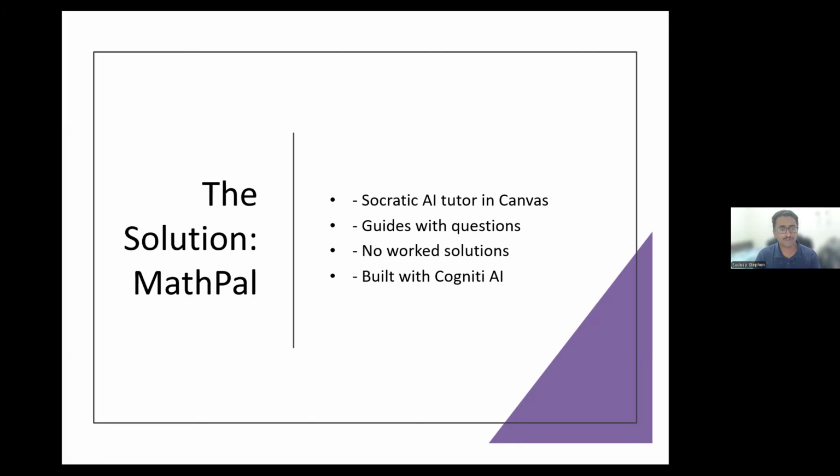And luckily for us, Daniel Liu from UCIT came up with his cognitive AI. He came and presented at ACU, and that's when I reached out and made an AI agent using his cognitive AI agent. So that's where Mathpal comes in. It acts as a Socratic AI tutor, embedded directly in Canvas, so students can go in and chat with the AI. But the key design decision is that we don't give any worked solutions.